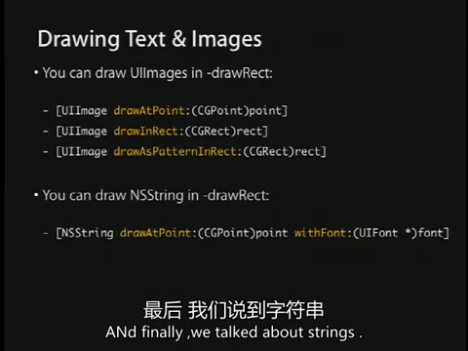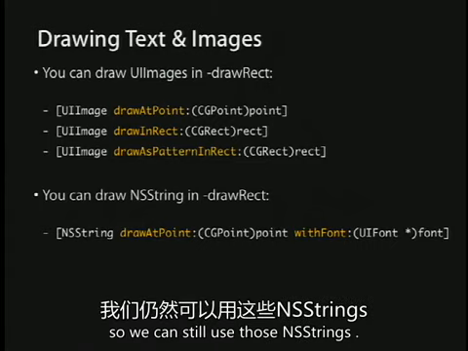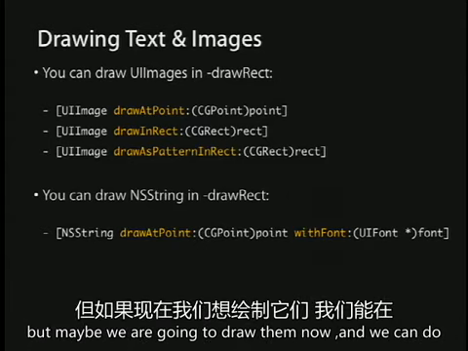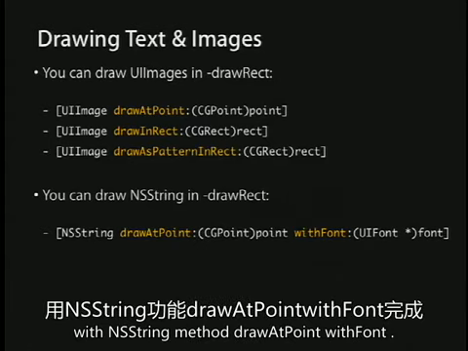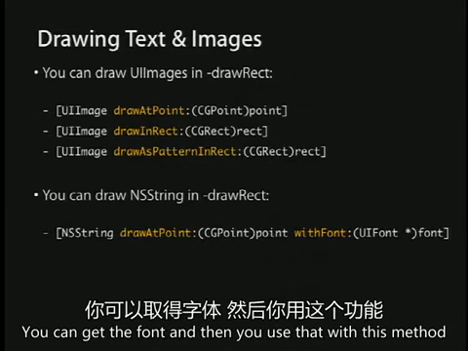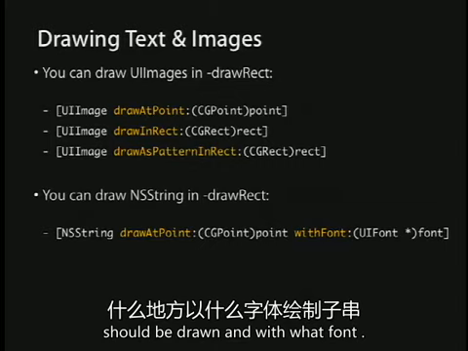And finally, we talked about strings. When we talked about foundation, we have NSStrings. So we can still use those NSStrings. We can create them the same way we were creating them before. But maybe we want to draw them now. And we can do that in our drawRect with NSString method draw at point with font. So we saw UIFont a little while ago. You can get the font. And then you use that with this method in order to specify where in your graphics context this string should be drawn and with what font.